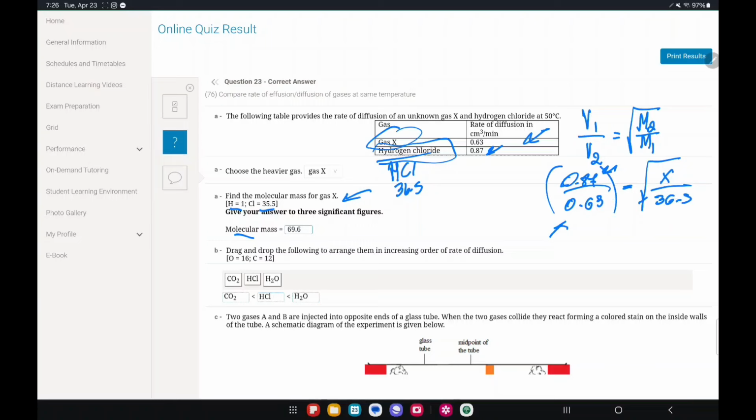Now we have to square both sides to get rid of the radical. So it's going to be 841 over 441 equals X over 36.5. So X will just be this times 36.5. You can do 841 over 441 times 36.5, and you should get X equals 69.6065 whatever. They wanted 3 significant figures, so you just keep it 69.6.